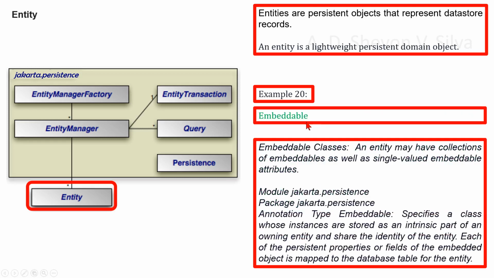Now we are considering embeddable classes. An entity may have collections of embeddables as well as single-valued embeddable attributes. The annotation type Embeddable in package jakarta.persistence, in module jakarta.persistence, specifies a class whose instances are stored as an intrinsic part of an owning entity and share the identity of the entity. Each of the persistent properties or fields of the embedded object is mapped to the database table for the entity.